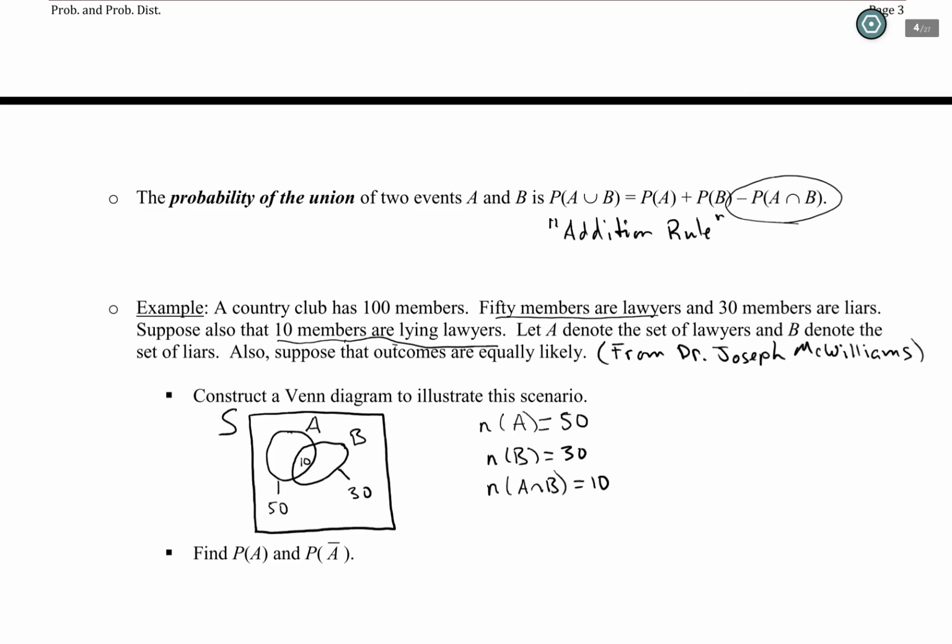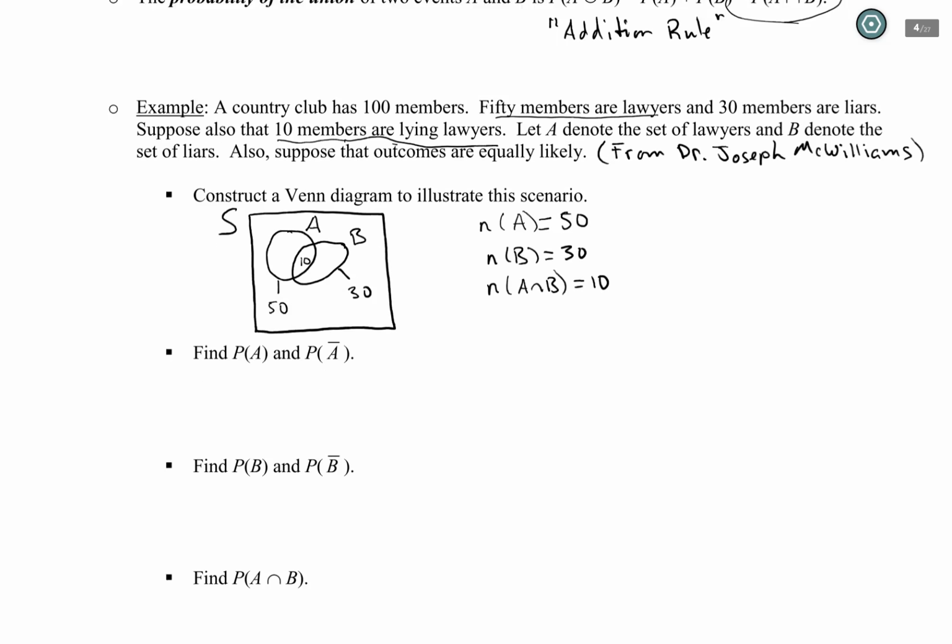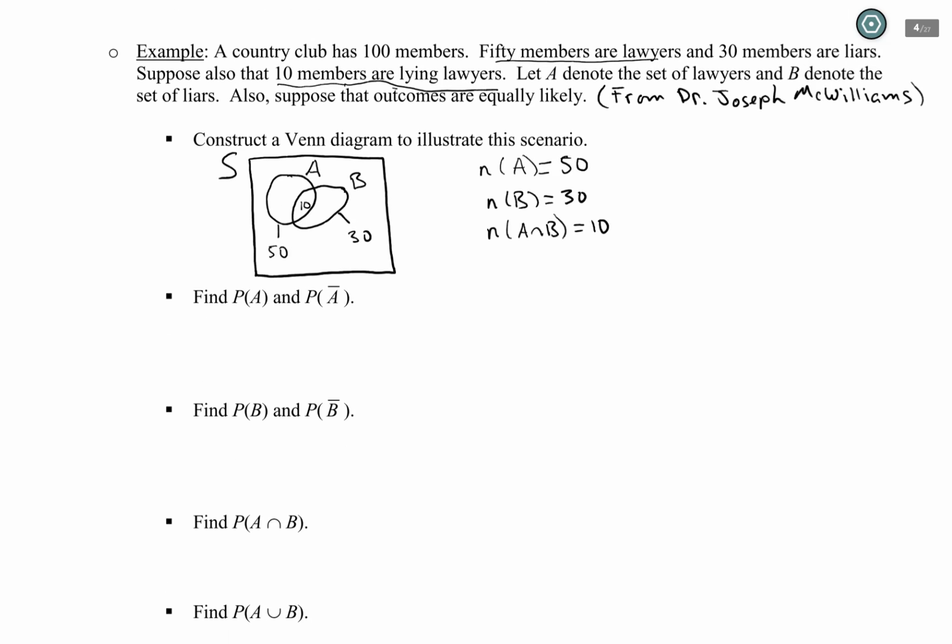All right, so with that in mind, suppose that we kind of think of this as an experiment. A member is randomly drawn. What is the chance that we would get a lawyer? So P of A, what is P of A?